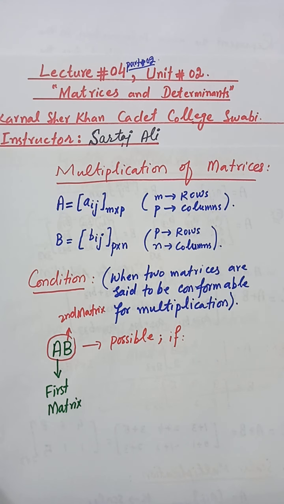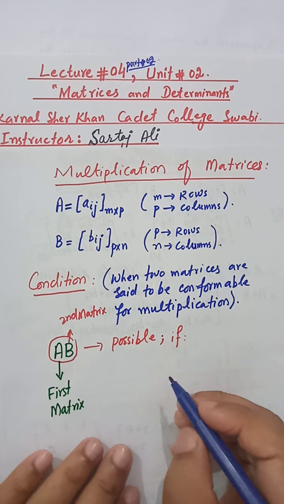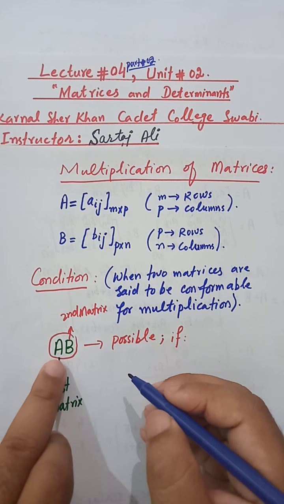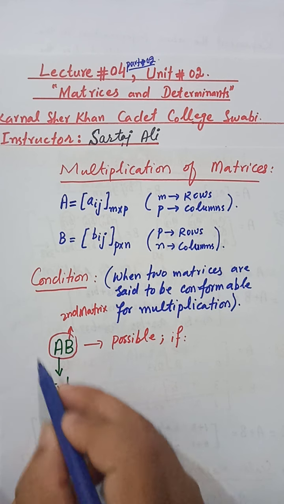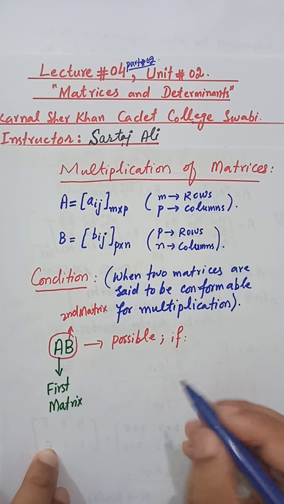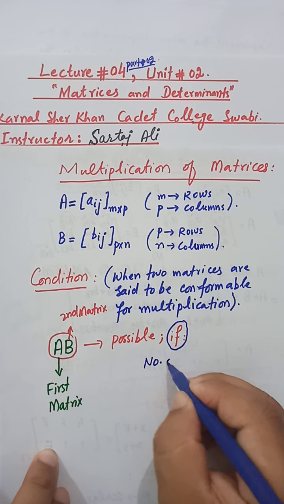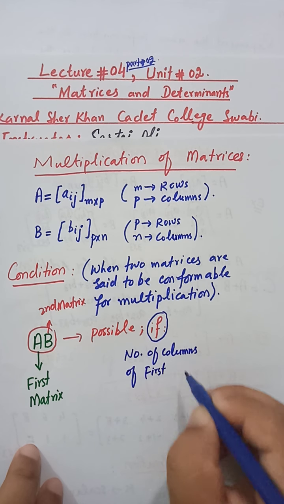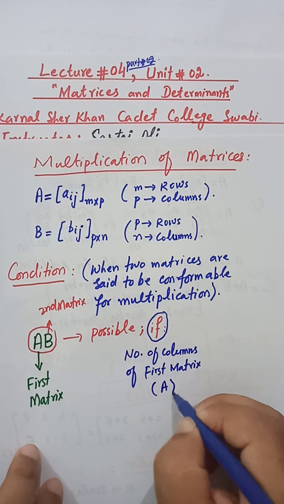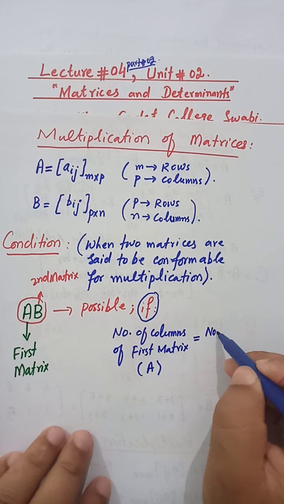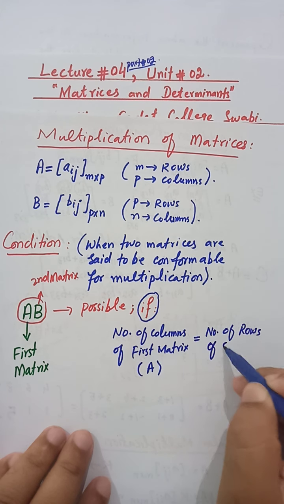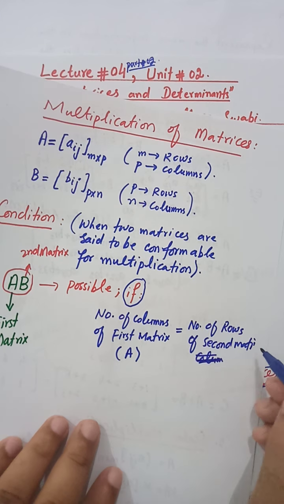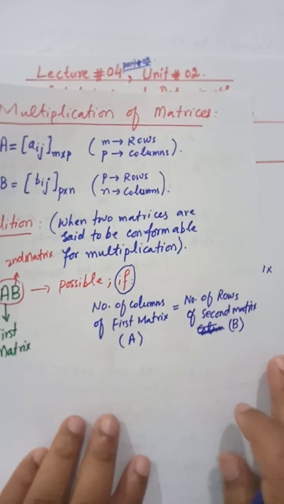This product is possible if the number of columns of the first matrix, so here the first matrix is matrix A, is equal to the number of rows of the second matrix, which is matrix B. So this is the condition.